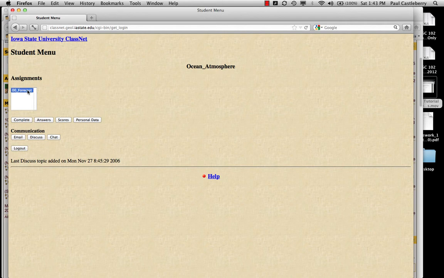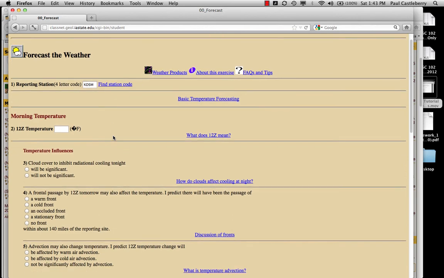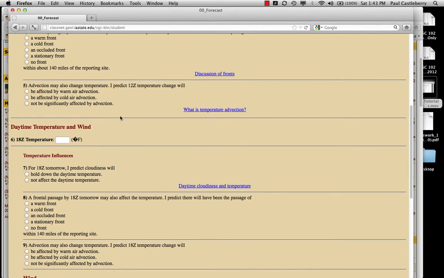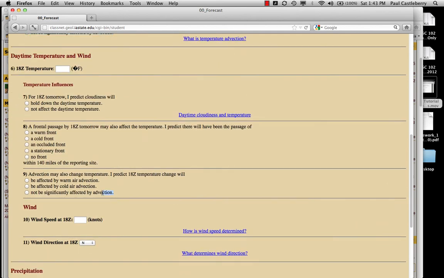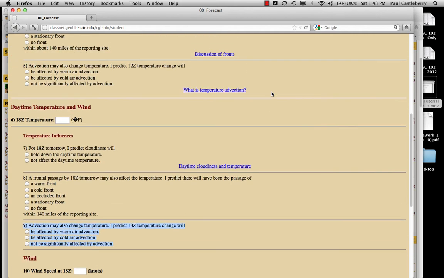So I'm going into 00 forecast, click on complete. And so questions number 5 and number 9 deal with advection. Recall that we defined advection as the horizontal transport of some property, in this particular case, temperature. We can also move moisture from the Gulf of Mexico horizontally from the south up to Iowa, but we are only forecasting for temperature advection and not moisture advection.